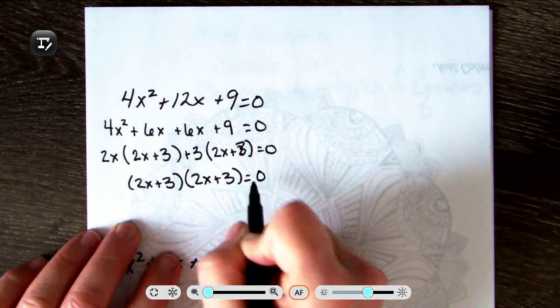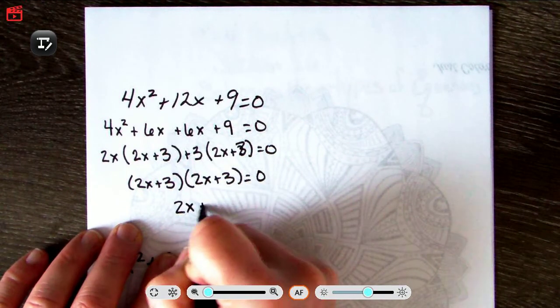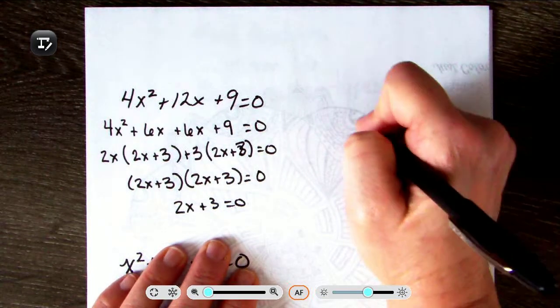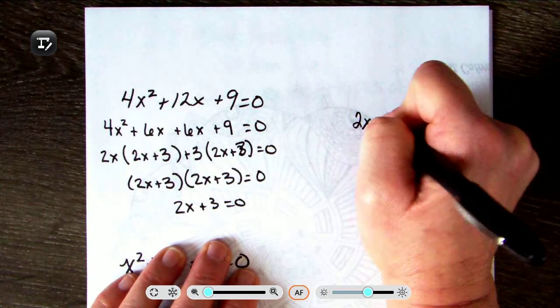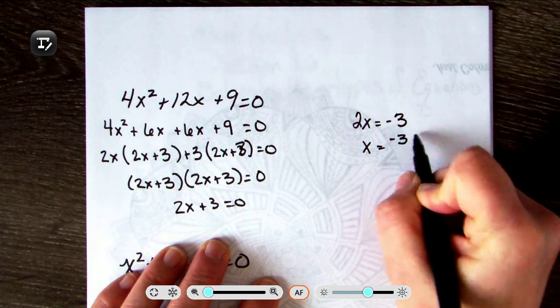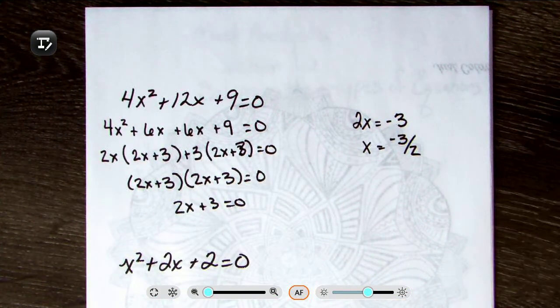So setting my factor, I only have one, but it happened twice, equal to 0. Move the 3 over, so 2x equals negative 3. Dividing by 2, we get x equals negative 3 halves.